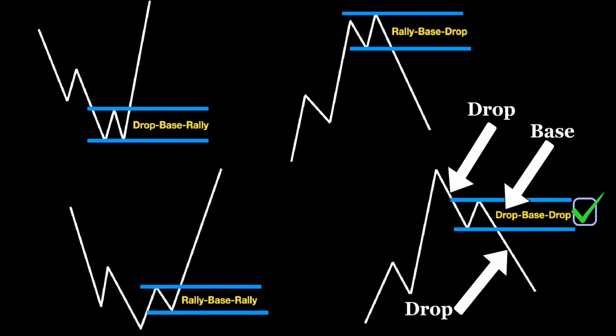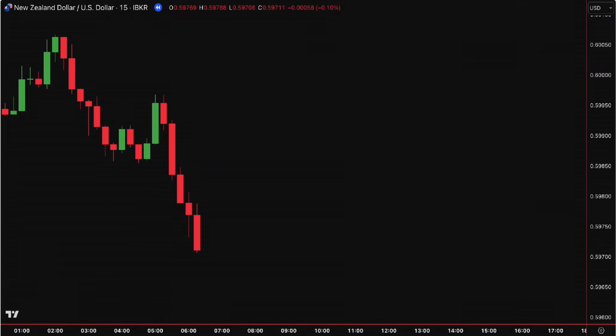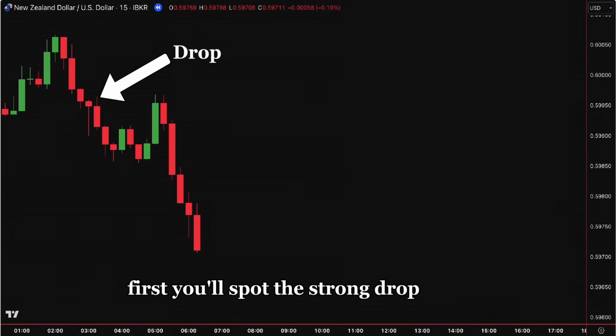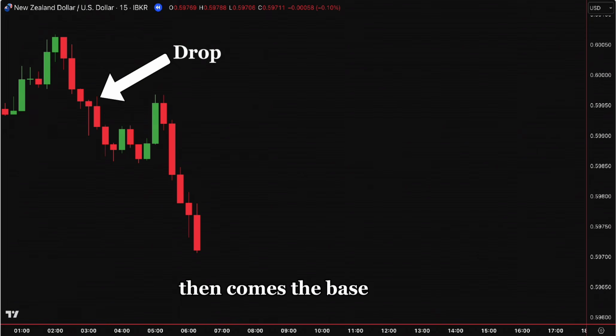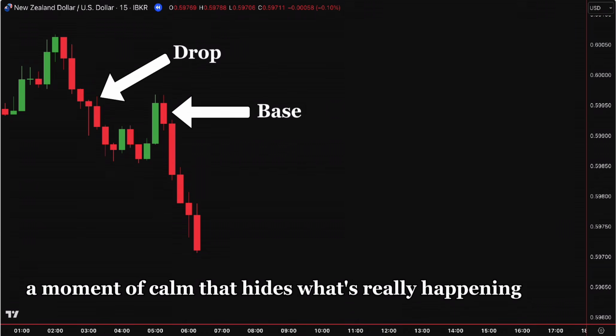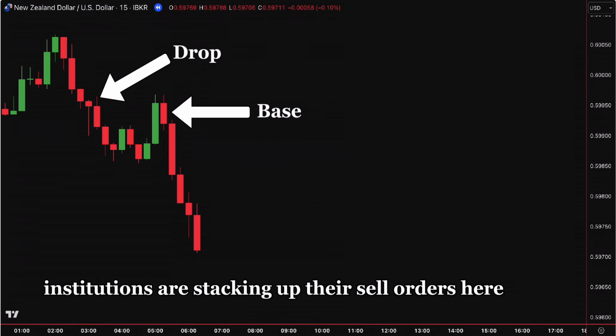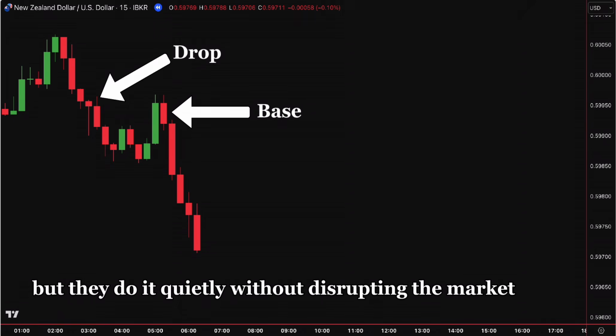That base in the middle? It becomes a supply zone, a key level where smart money unloaded some of their positions and may be planning to re-enter. Let's zoom in on a real chart. First, you'll spot the strong drop, a clean, impulsive move downward. Then comes the base, a moment of calm that hides what's really happening. Institutions are stacking up their sell orders here, but they do it quietly, without disrupting the market.